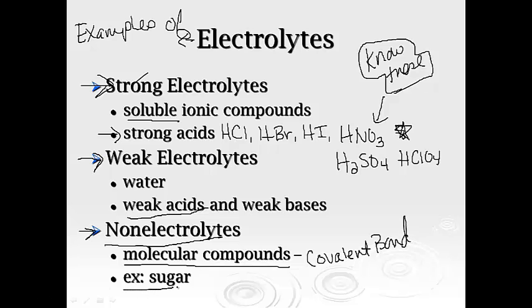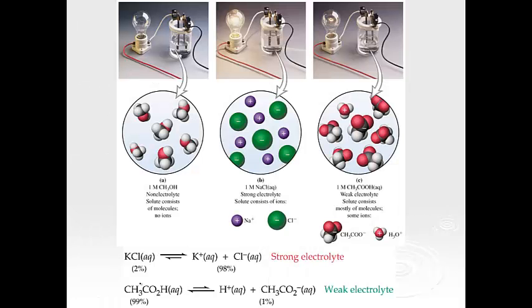only. For example, sugar. Sugar is a long carbon chain, but it's all held together by covalent bonds. It doesn't form ions, so it's a non-electrolyte. And again, here you have no ions. This is methyl alcohol, and the light bulb does not go on.